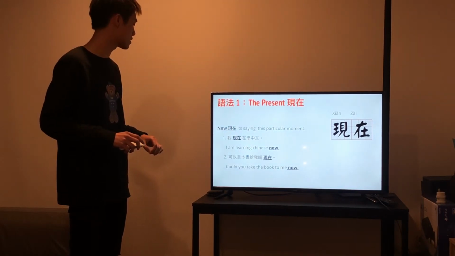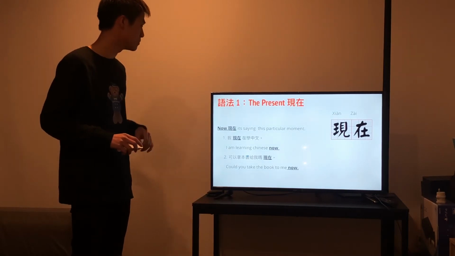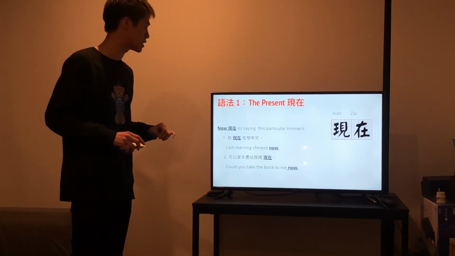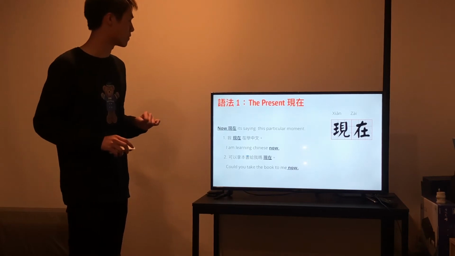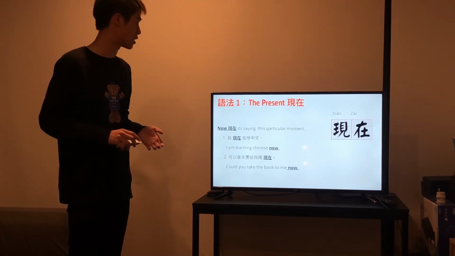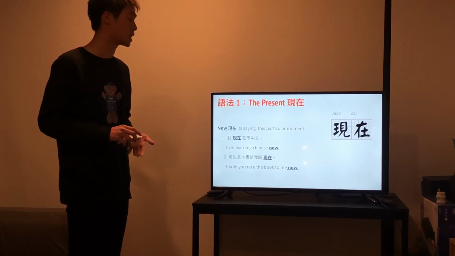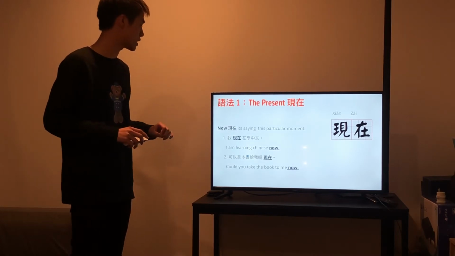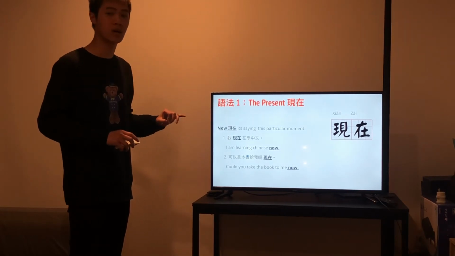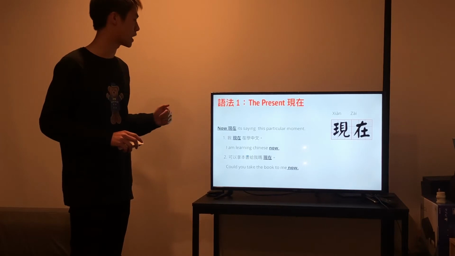And for the second example, could you take the book to me now? The Chinese is 你可以帮我拿本书吗现在? In this case, the 现在 and the now are also both at the end of the sentence.